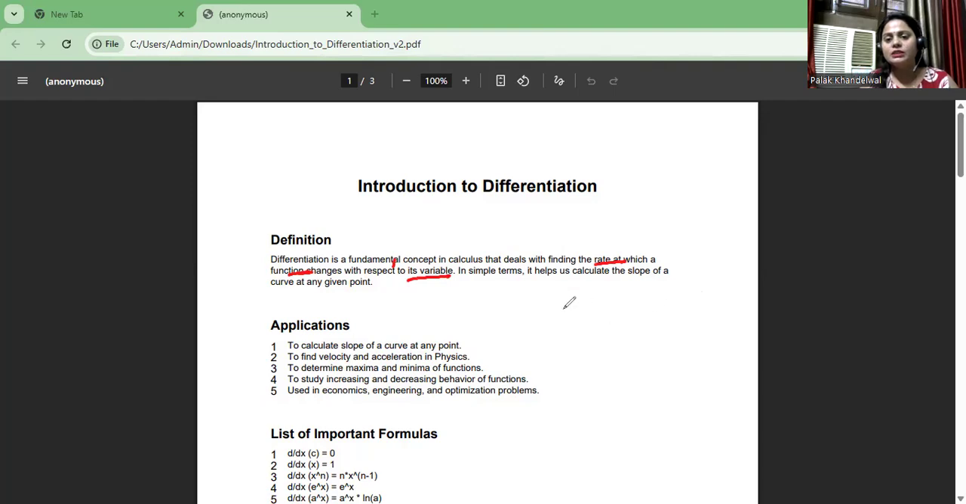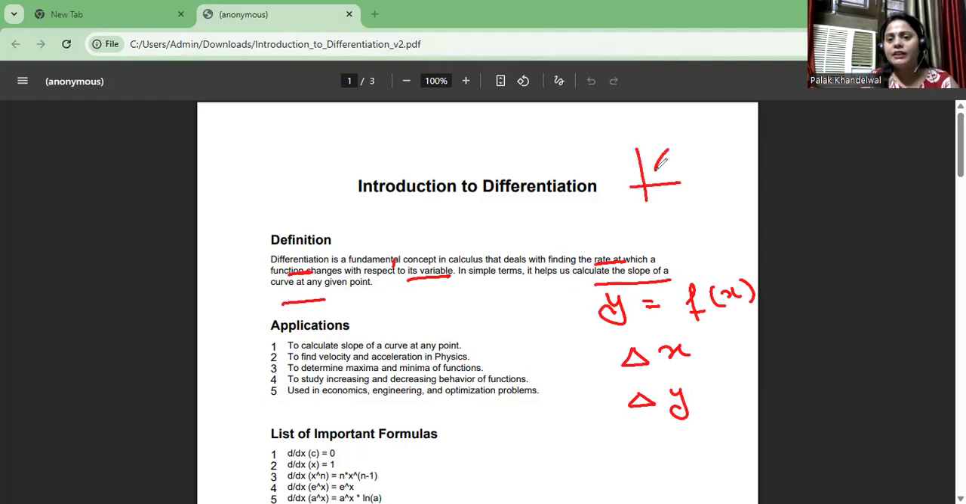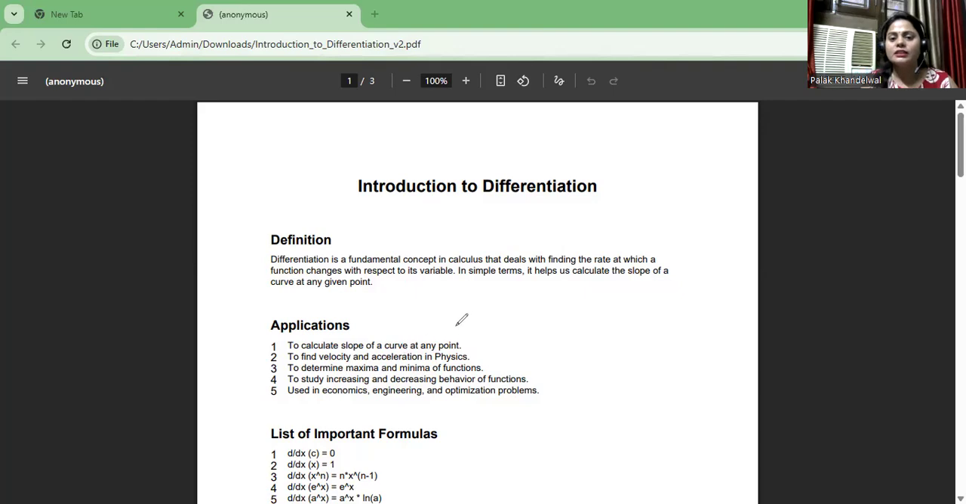If I give you the mathematical representation, let's say y is a function in x. With the change in x, as y is changing, the relation is called differentiation. It is also used to calculate the slope of a curve. If any curve is there, at any given point, if I have to calculate the slope, this could also be calculated using differentiation. So here is the list of applications that we can calculate using differentiation.